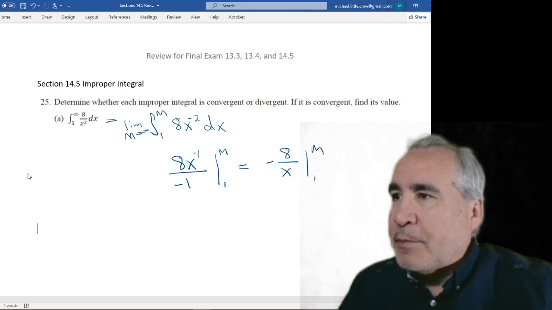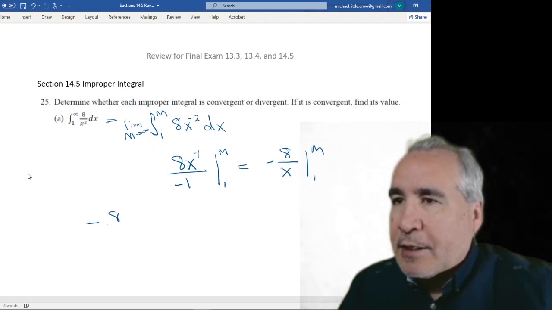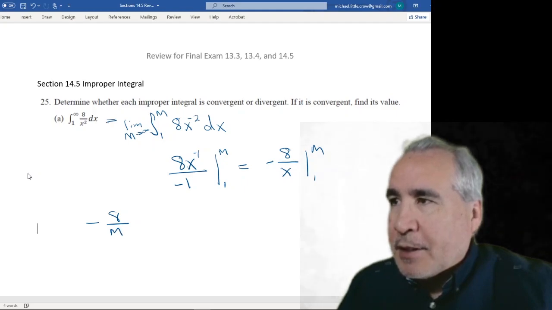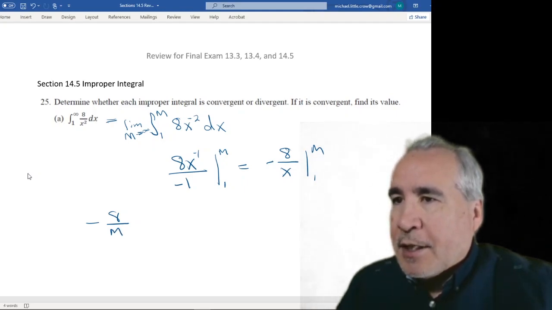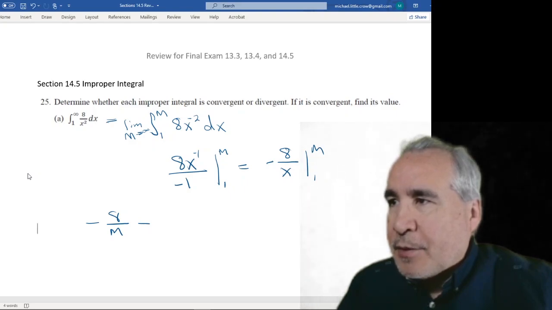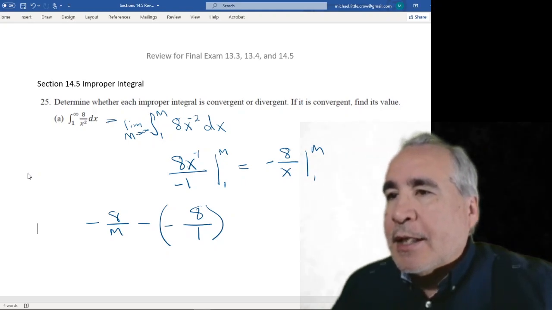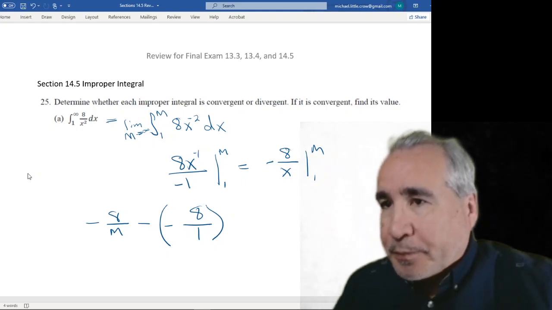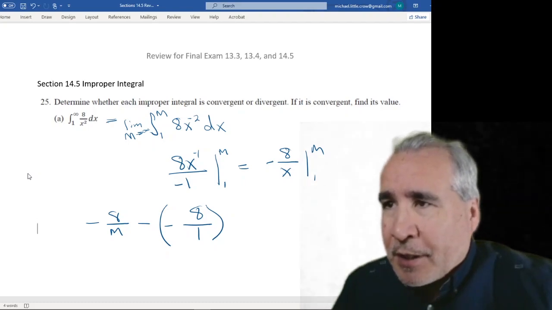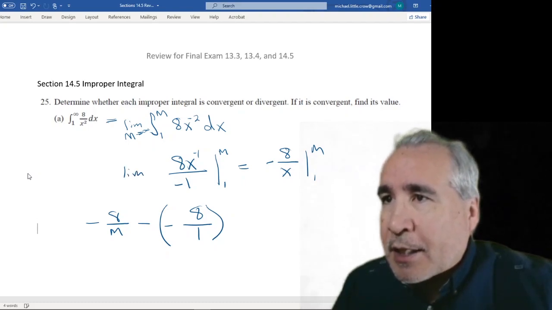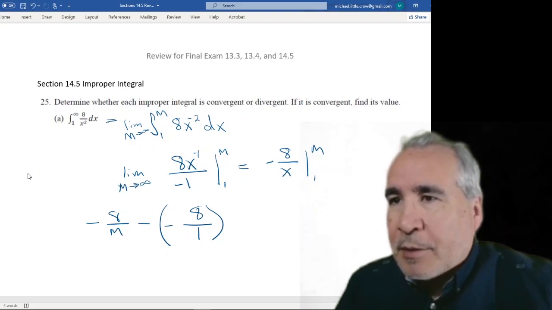So now let's plug in. We first plug in the m, so we get minus 8 over m. Notice I put the m in for x. Subtract, the second part is when we plug in 1 for x. So with parentheses, we get negative 8 over 1. Again, I just plug the 1 in for x. Now let's see what happens. In doing all of this, we still have our limit coming down. So now we take the limit.